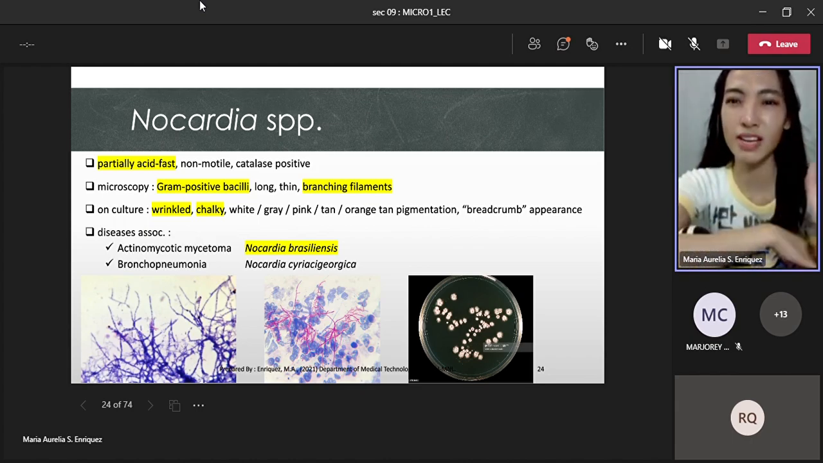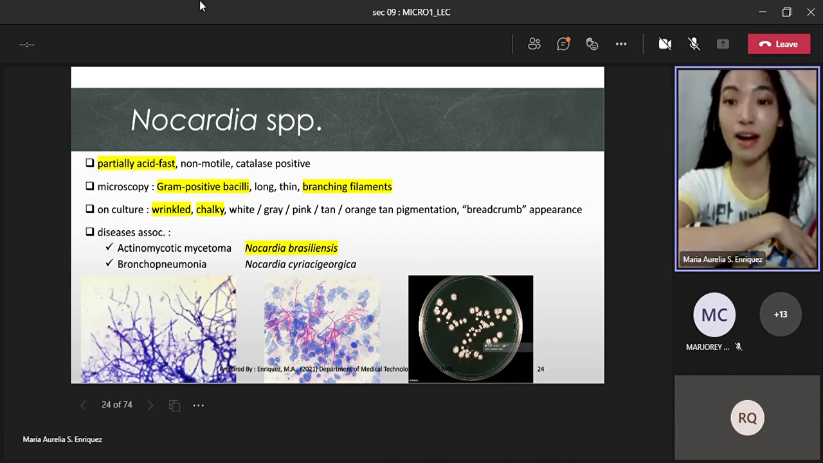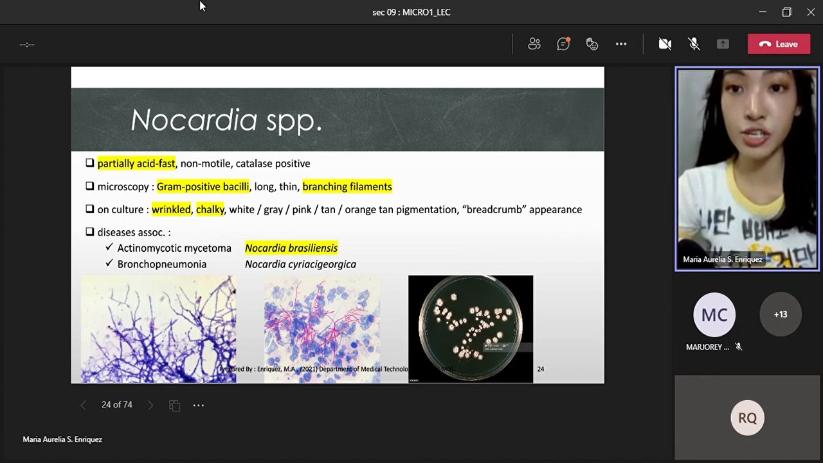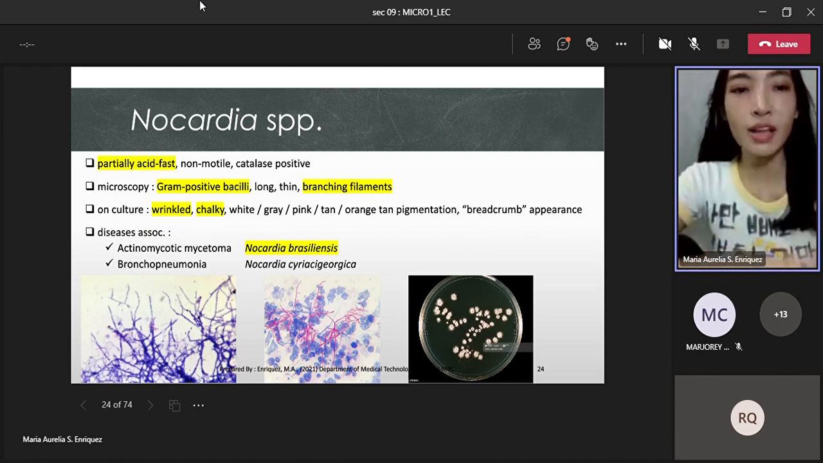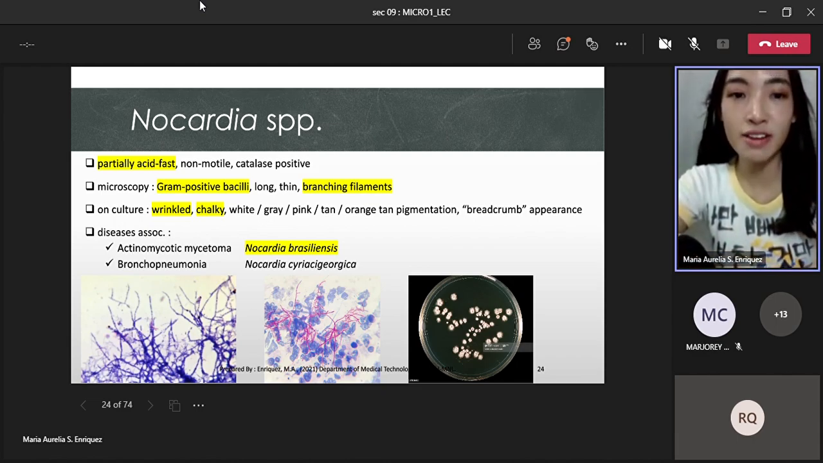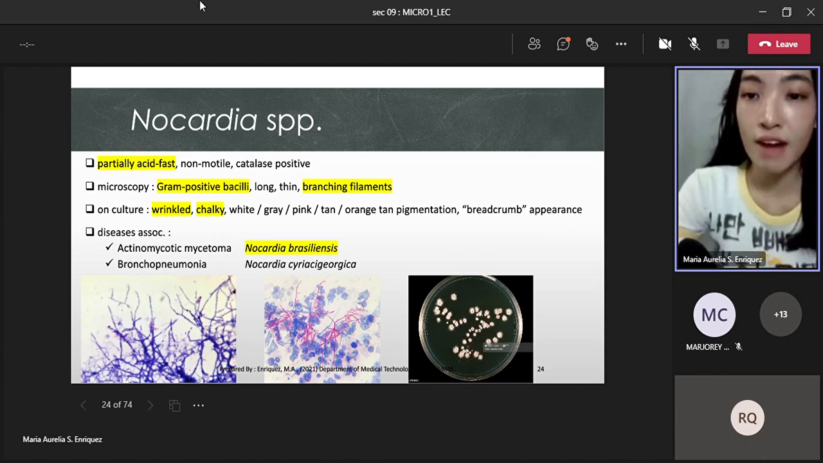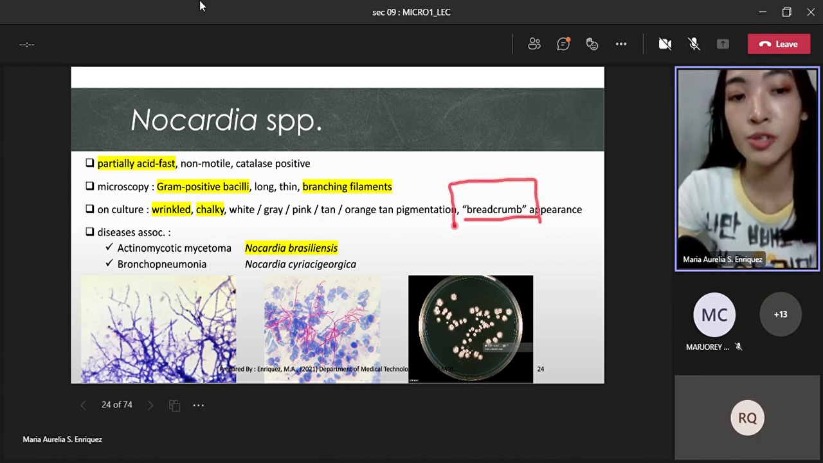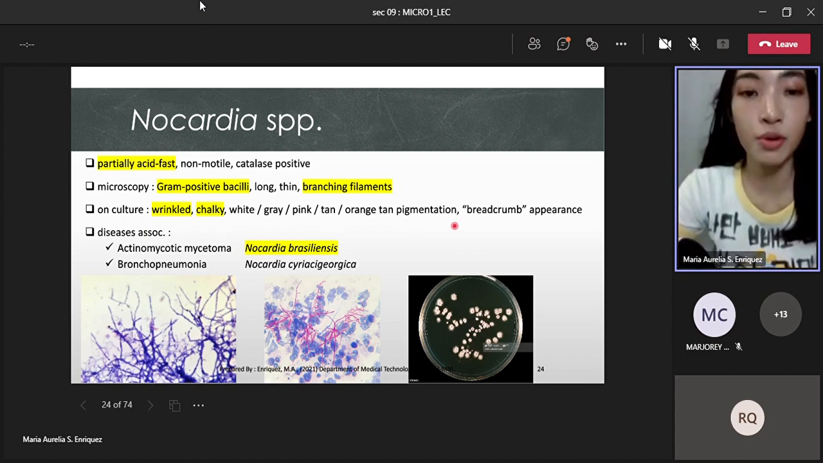Kasi approximately 3 days to 1 week po bago tayo makakita ng colonies. Now, the colonies of Nocardia species might have a chalky, matte, velvety, or powdery appearance, and they may have various pigmentations. So they can be white or yellow or pink or orange or tan or gray. And what they do have in common is they can have a dry, crumbly appearance similar to breadcrumbs. So ayan po, yun yung characteristic description for Nocardia species. They could have a breadcrumb appearance.